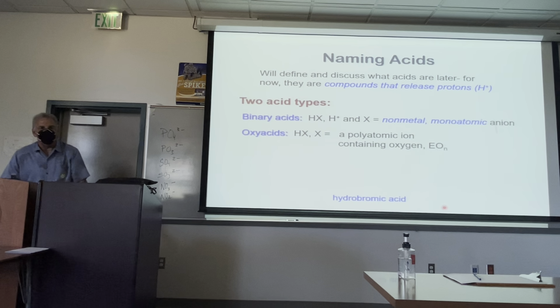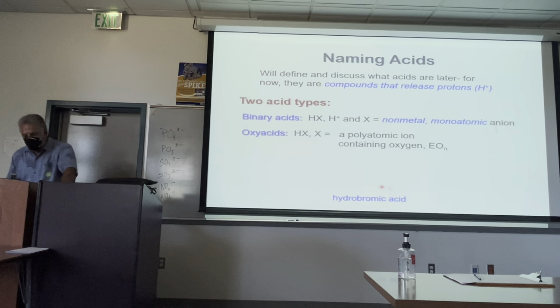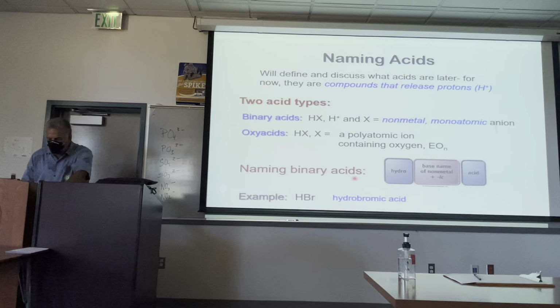Naming acids. So there are 2 types of acids. There's the binary acid, which is a non-metal monoatomic ion that goes into H+ and X. And then oxyacids, a polyatomic ion containing an oxygen. So let's look at some of those. Naming binary acids: hydro plus the name of the non-metal plus ic acid. So HBr, hydrobromic acid.